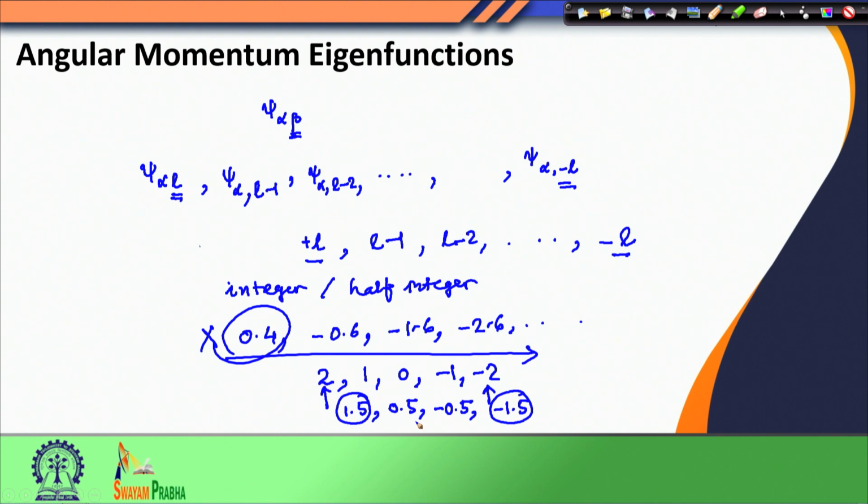So, in today's lecture, we discussed some important properties of the eigenfunctions of L square and Lz operator. We said that since Lx, Ly, and Lz do not commute with each other, we can find simultaneous eigenfunctions of L square and Lz operator.